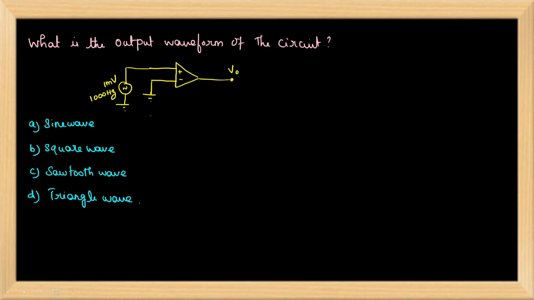What is the output waveform of this circuit? Actually, this is the circuit diagram of a comparator, when the comparator is operated in the open loop configuration. Here one terminal is grounded and to the other terminal we give the input voltage. So it will compare both the voltages and produce the result. So it will be in the form of a square wave.